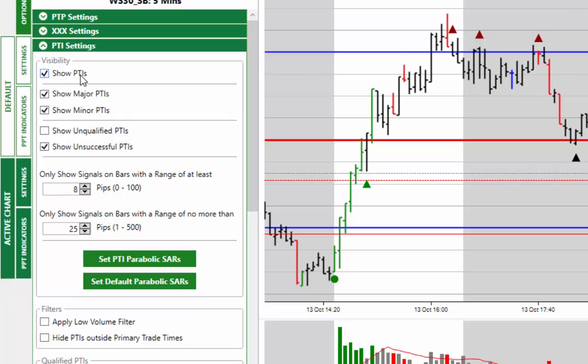The PTIs are to show, and also major, minor. That's the blue and red lines. And I'm not displaying the unqualified. Show unsuccessful, which will be the black ones, black triangles there. And then 8 and 25. On this occasion, there is no apply low volume filter.